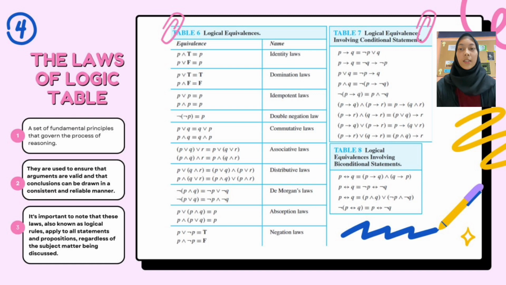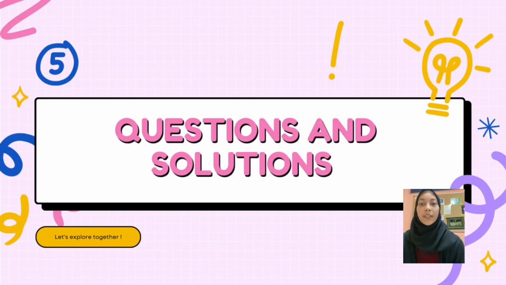So here is the laws of logic table. They are used to ensure that arguments are valid and that conclusions can be drawn in a consistent and reliable manner. Next, it is important to note that these laws, also known as logical rules, apply to all statements and propositions, regardless of the subject matter being discussed. Let's discuss questions and solutions.